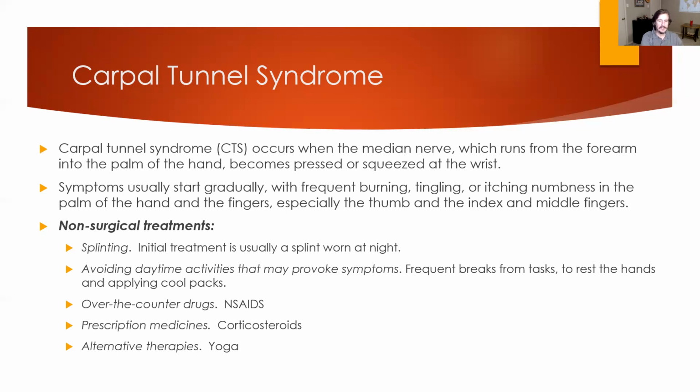So the non-surgical treatments are what we're going to worry about here. Splinting. Think about a patient wearing a splint at night. Avoid daytime activities that provoke the symptoms, use NSAIDs to decrease inflammation, corticosteroids if they're prescribed, and do some kind of alternative things that help with mobility, like yoga and Tai Chi and stuff like that, that is less impact type of physical therapy, if you will, but it helps with mobility and flexibility.